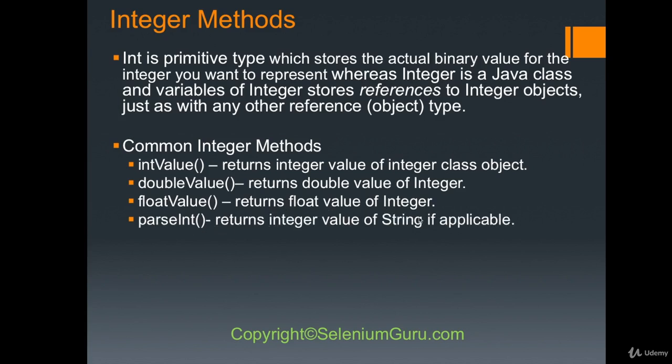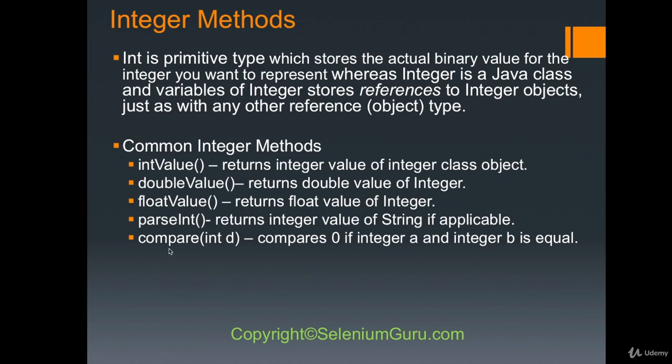And parseInt. Let's say you have a string, 212, something like that. If you want to convert that string 212 into an integer, you can use this parseInt method. It's also used a lot in real time. The other one is compare. If you want to compare two numbers, you can use compare. And the other one is equals. Just like the string, if you want to compare the integers, you can also do that with equals.